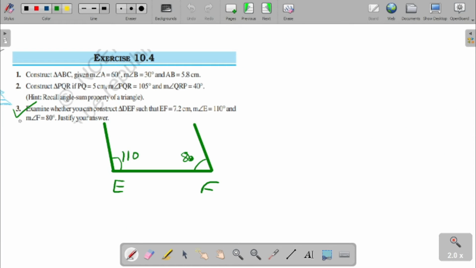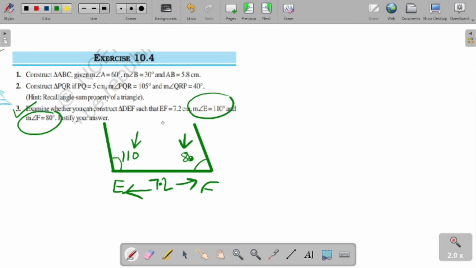In question number 3, you can see, examine whether you can construct triangle DEF. Can you construct triangle DEF? So what is given in DEF? EF is given as 7.2. And you can see angle E is given as 110, and angle F is given as 80 degree. So if 110 is like this and 80 is like this, they never meet.